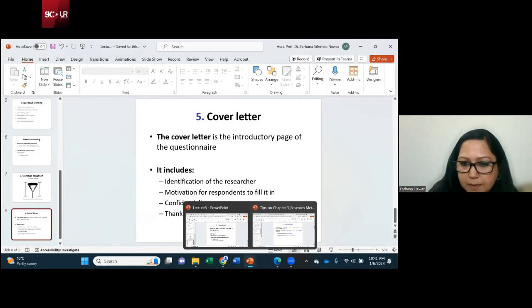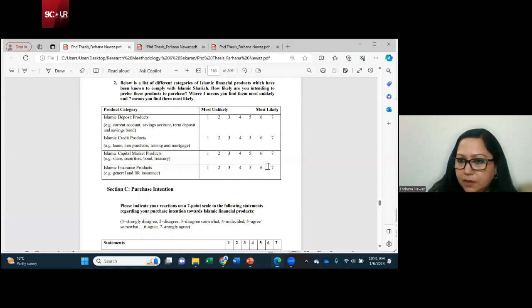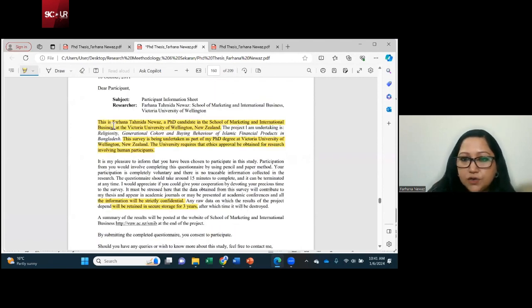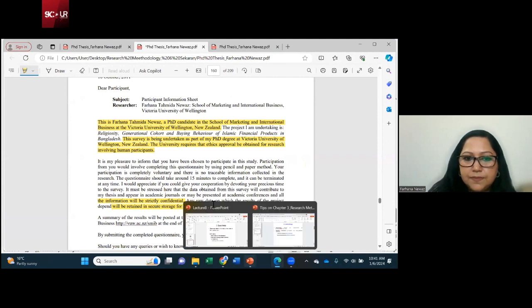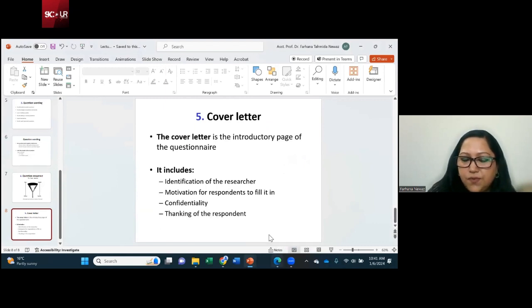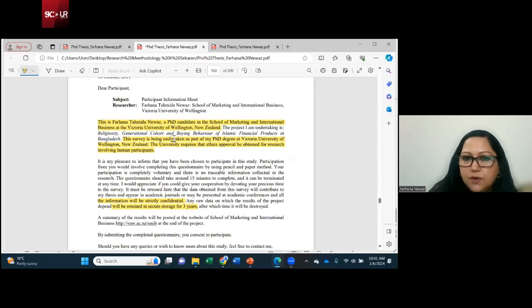So I'm just giving you an example of a cover letter. It will be like this. You can also use mine if you want, just to get the idea and prepare your own. You go for the introduction, the identification of the researcher and the motivation for the respondents to fill it up. So you introduce yourself, then explain why you are doing this survey, for example, that it's for your master's thesis. You introduce yourself, where you are from, and why you are doing this.